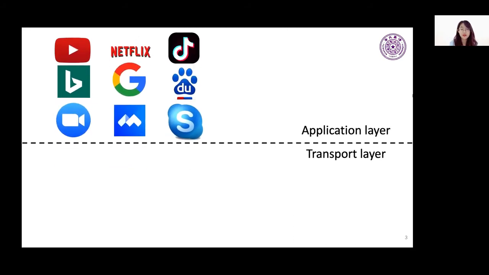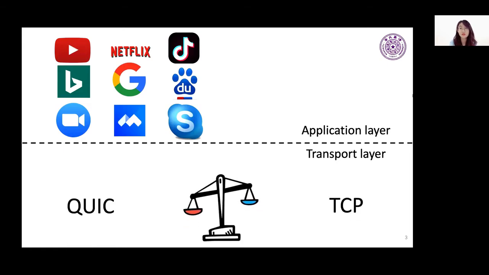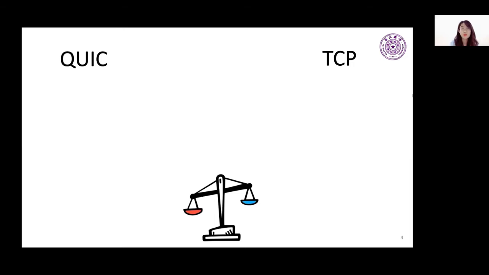Applications deliver their content to users by the underlying transport protocols. To cater for the increasingly stringent requirements from mobile web service, it's necessary to rethink current transport layer protocols. The two common protocols, TCP and QUIC, cannot always perform better than the other one.